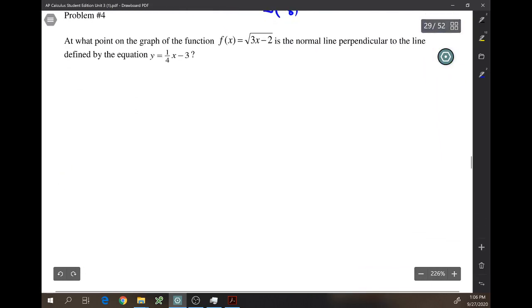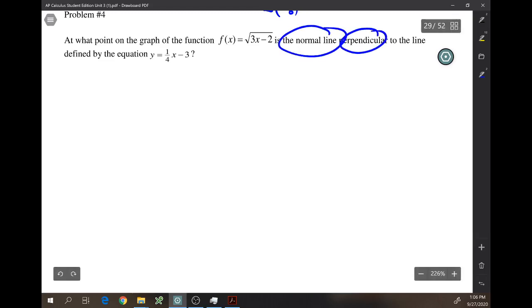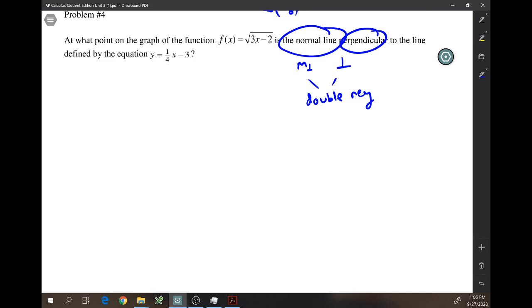Okay, and then finally, problem 4. At what point on the function is the normal line perpendicular to the line defined by the equation y equals 1/4 x? Now, this is a little bit tricky. We have normal line and perpendicular. So they're saying when is the perpendicular slope also perpendicular? This is actually a double negative. So they're kind of just canceling out. And essentially what's happening is, here's our slope, right? So our slope is 1/4.